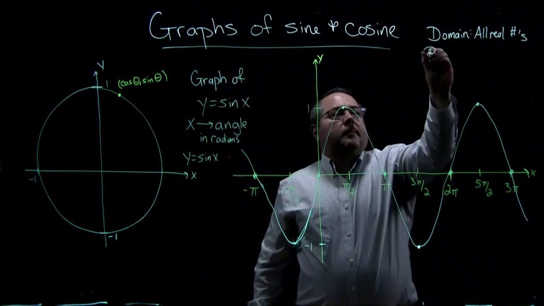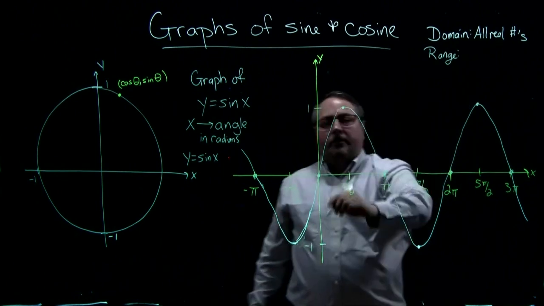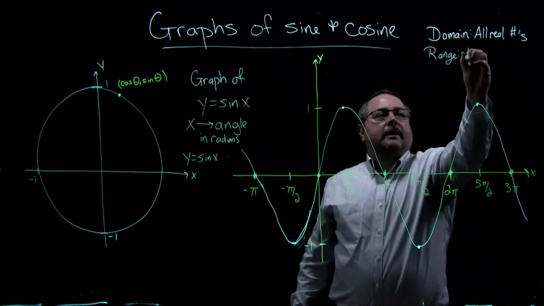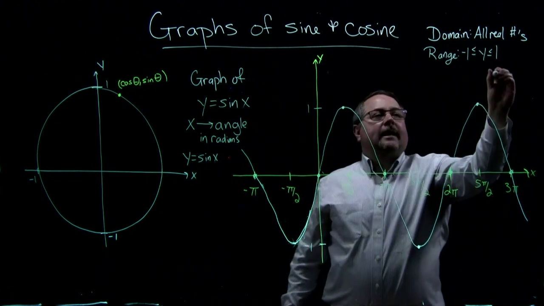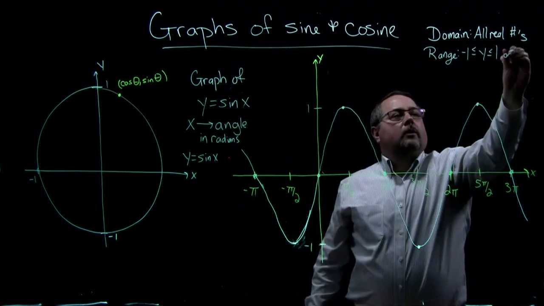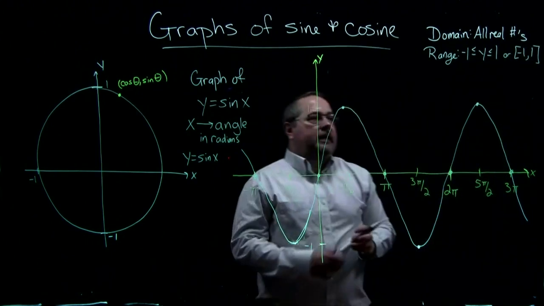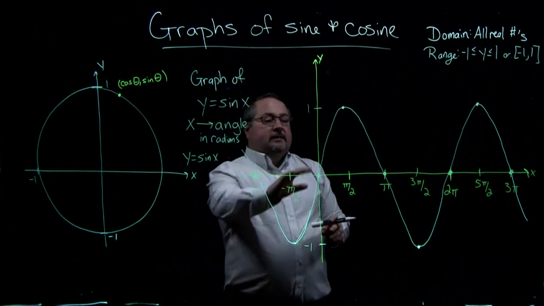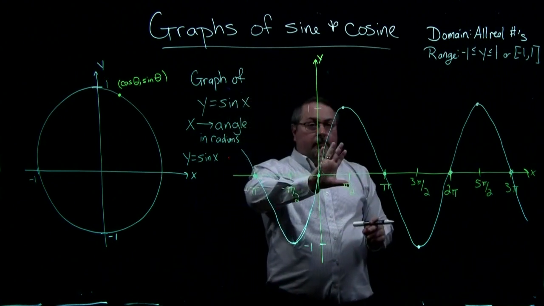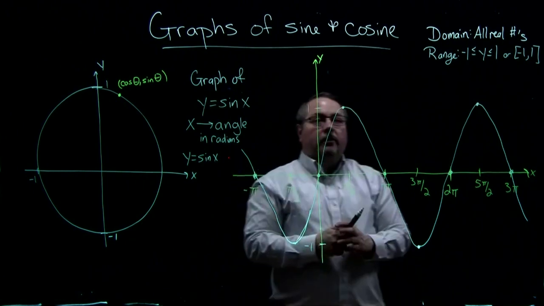The range, which remember was the set of all outputs of a function, the set of all the y values of its graph, is going to be y sits between -1 and 1. Okay, or if we use bracket notation, if you're familiar with this, it's going to be -1 to 1, including the endpoints. So that just means that the y values range from y equals -1 to y equals +1.